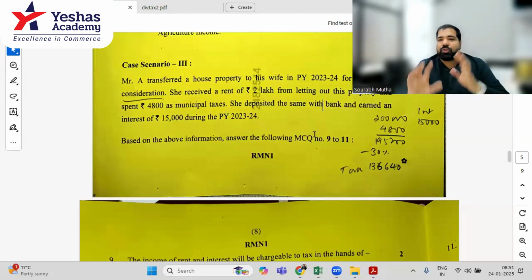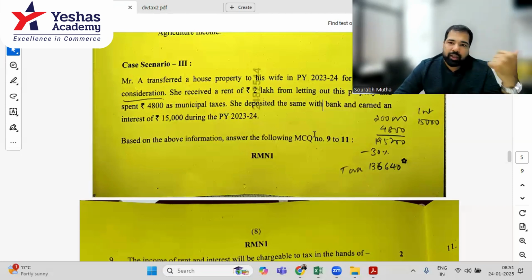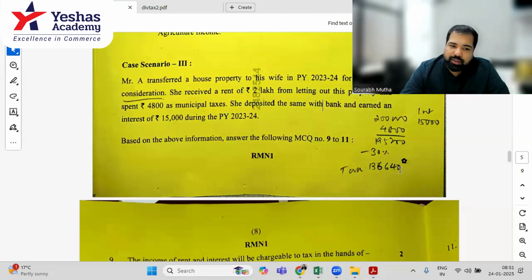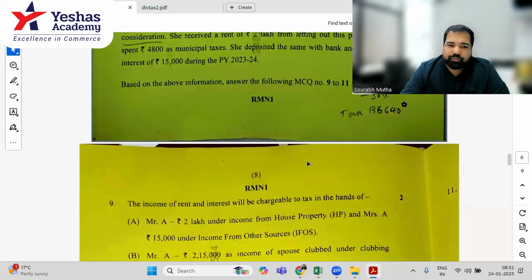Based on the above information, guys, the rental income will go back to Mr. A. 15,000 will go to Mrs. A. That should be the answer. Here is the calculation. 2 lakh less municipal tax 4,800, that is 1 lakh 95,200, less 30%, that is 1 lakh 36,640. You can also do it in your calculator. This 1 lakh 36,640 will go back to Mr. A. Let's see the MCQ.